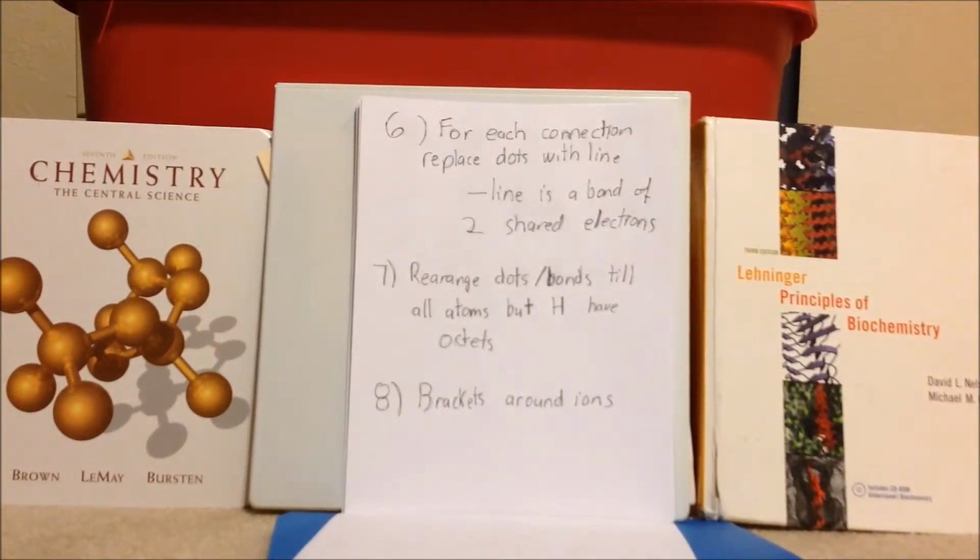The last step is probably the most complicated in this method: you rearrange your dots and your bonds till all the atoms but hydrogen have octets. All the atoms need 8 electrons either bonded or possessed around them. Hydrogen only needs to have 2 because it only has a 1s orbital, which can only hold 2 electrons. Last, if it is an ionic compound, make sure you do have brackets around the ion.